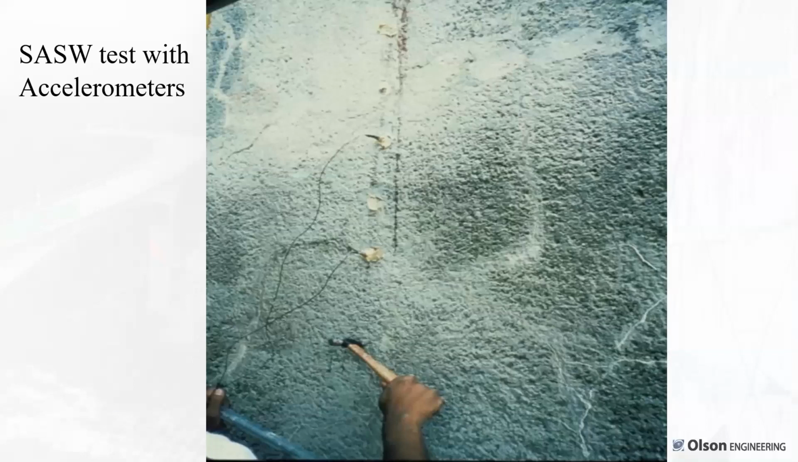So here shows a SASW test using those accelerometers where they're magnetically coupled to washers that are coupled with a lithium grease to the surface. And we could spread these accelerometers out to 5 feet, when here it's about a foot apart, when the abutments got to be as thick as 9 feet. The piers were typically 5 foot thick, but the abutments near their bases were quite a bit thicker.